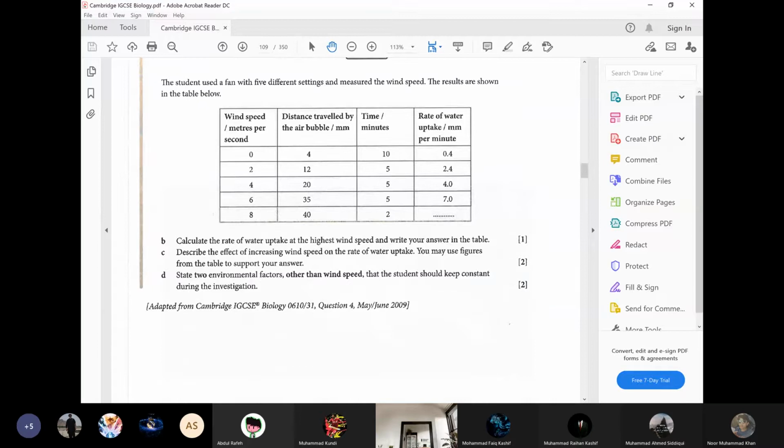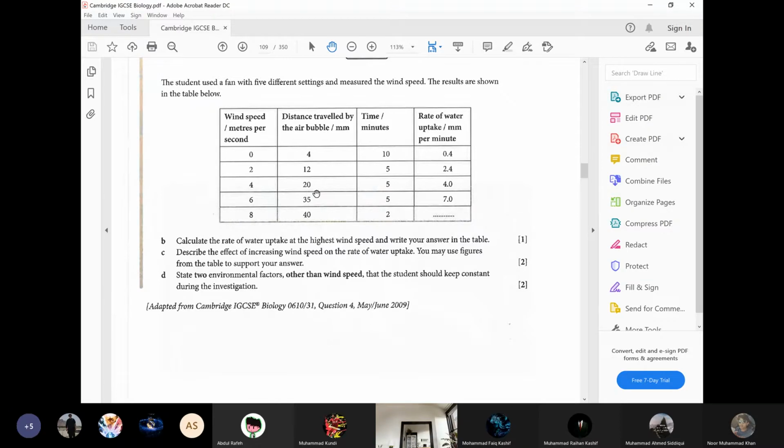Next question. Describe the effect of increasing wind speed on the rate of water uptake. You may use figures from the table to support your answer. Now, boys, remember one thing. I have told you this in the first term as well. Whenever there is a question about describe, what do you always do? You use the data from the table or graph, whatever is given. If the graph is given, you use the data from the graph. If the table is given, you use the data from the table and then you answer the question.